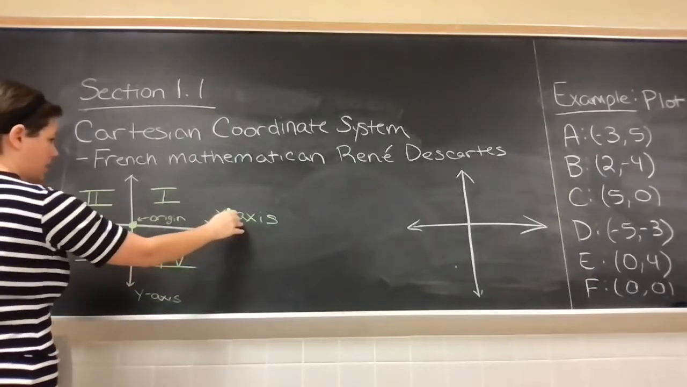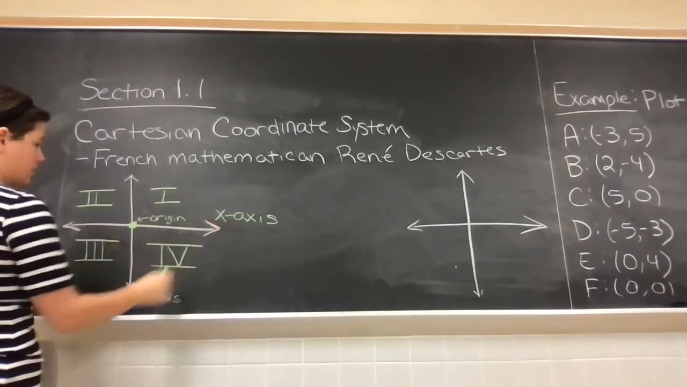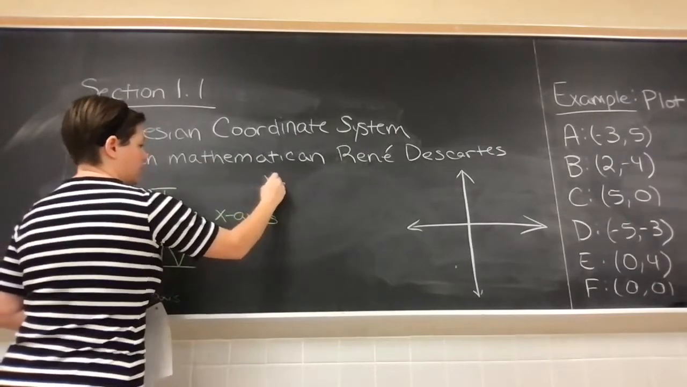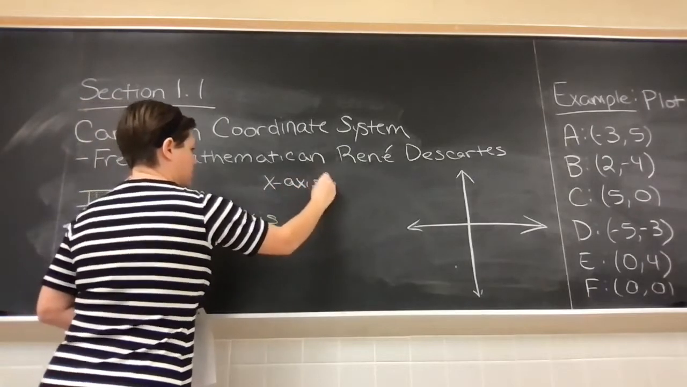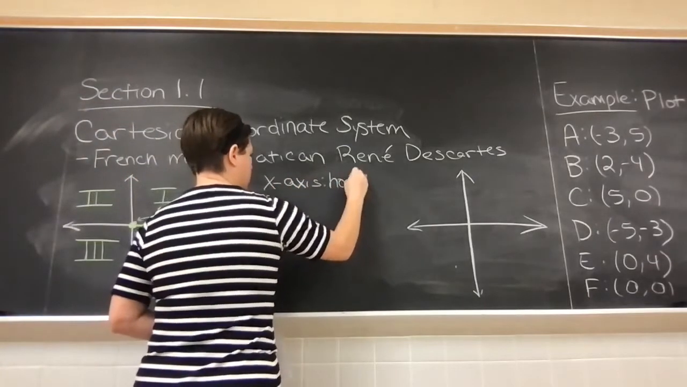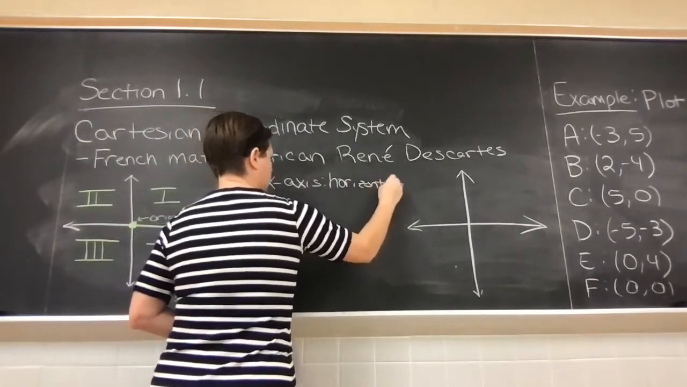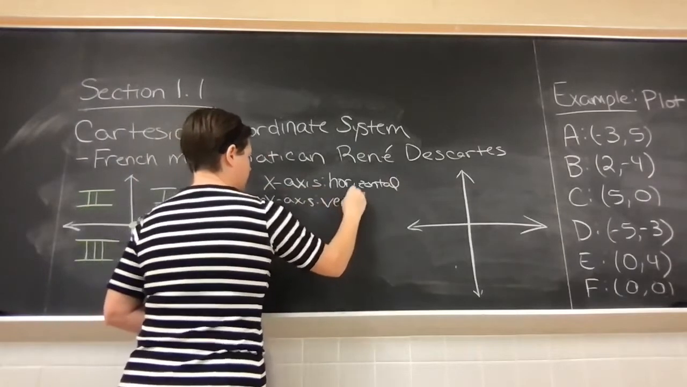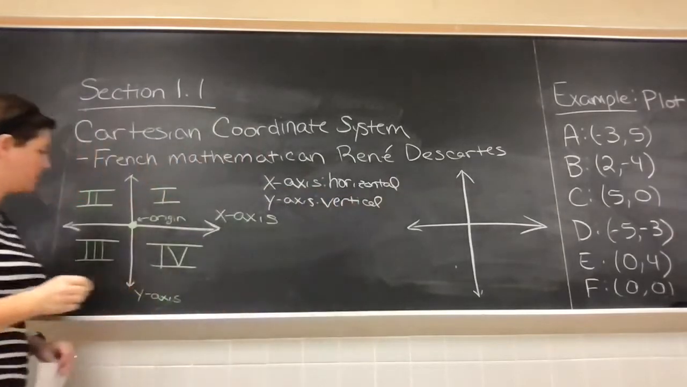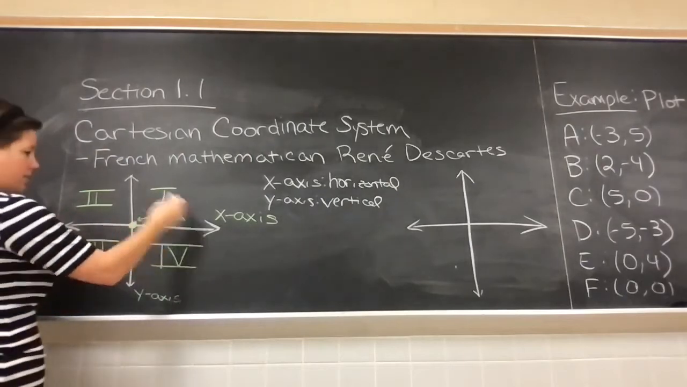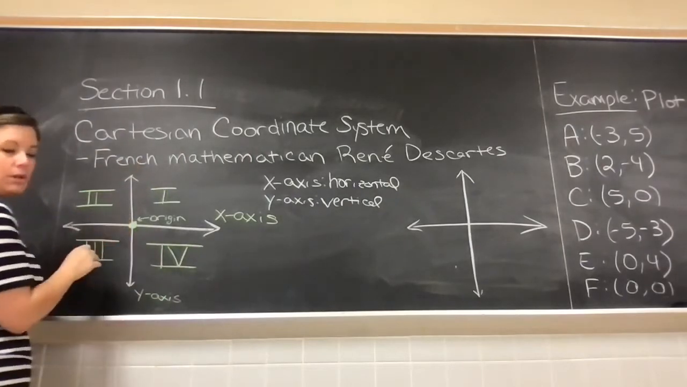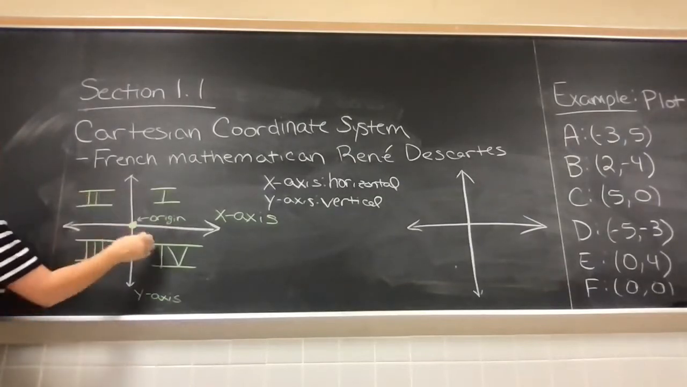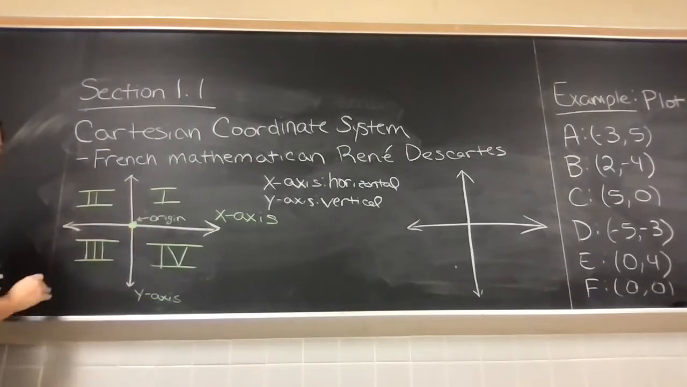It is made up of an x-axis, which is your horizontal, and a y-axis, which is your vertical. So I'm going to write x-axis is horizontal, y-axis is your vertical. And what you notice is whenever you have your x and your y-axis, they're going to intersect, and where they intersect is the point called the origin. And then it also cuts your Cartesian plane into 4 sections.